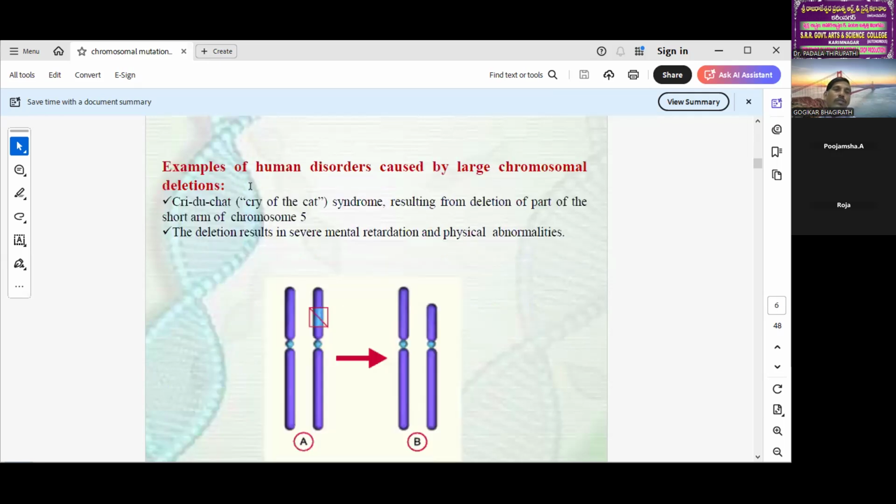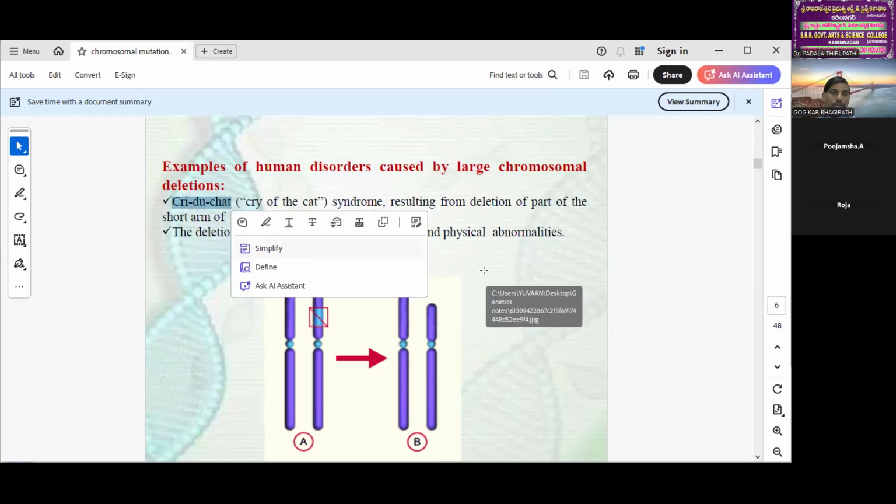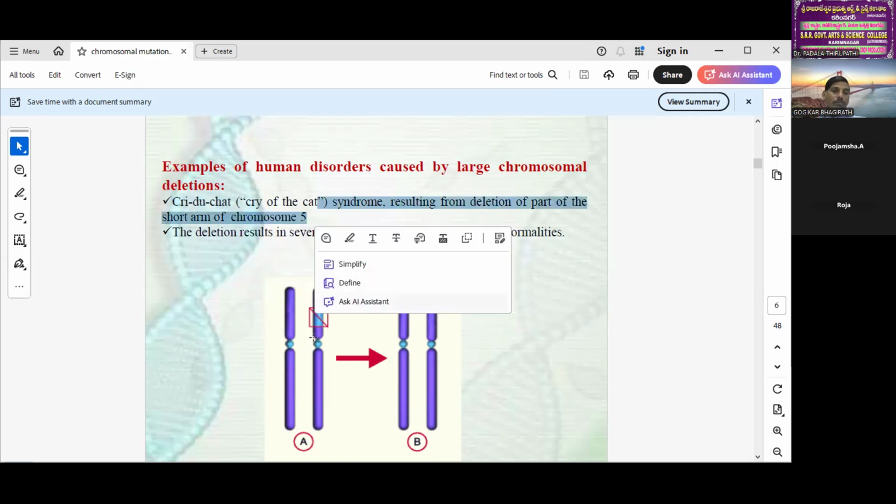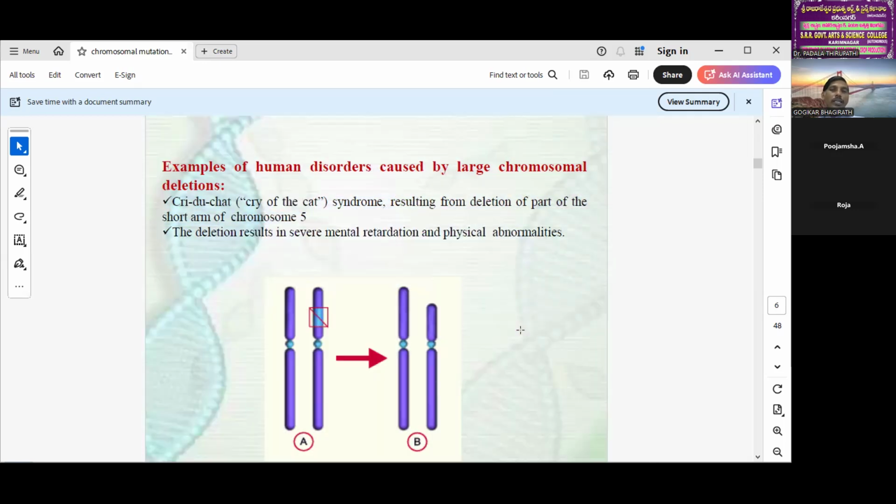A good example for this deletion is Cri-du-chat syndrome. This is one of the important points from the entrance exam point of view. Cri-du-chat syndrome is observed in human beings by deletion in the short arm of the fifth chromosome. When a small part of the fifth chromosome is deleted, the infants cry like a cat. That's why this syndrome is called Cri-du-chat syndrome.